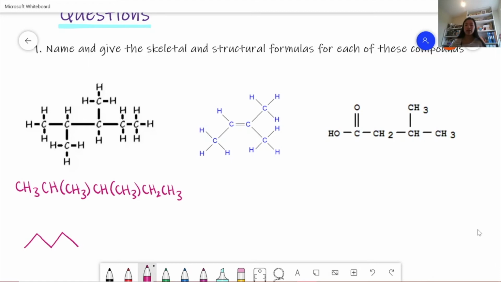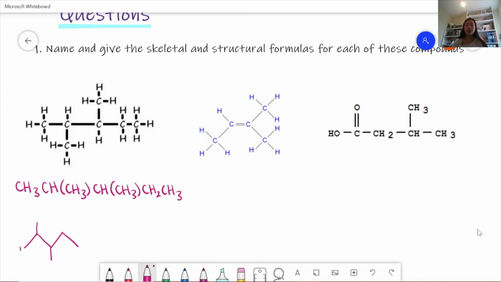So this is the 1st carbon here, and so this is the 2nd carbon. So we draw a straight line indicating that there is a methyl group there. And on the 3rd carbon, there's also a methyl group. So this is the skeletal formula we have for this compound.